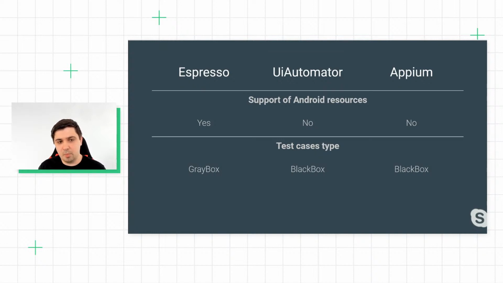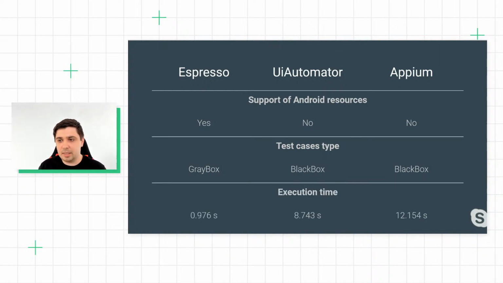As an example, mock some data, provide some configuration, usually via dependency injection. And the most important information here is execution time. As you can see, Espresso is much faster than UI Automator and Appium. And that's usually why a lot of test cases in many companies are based on Espresso.